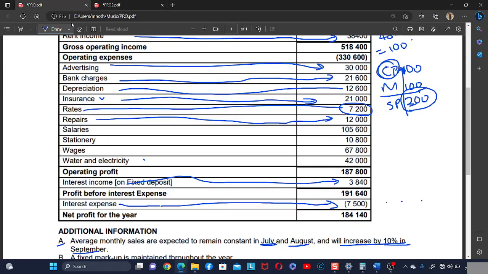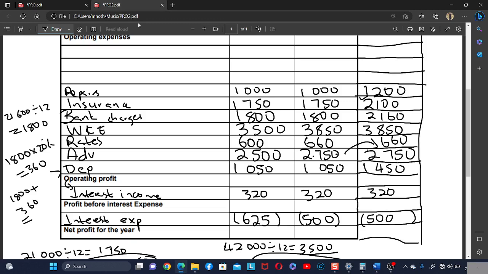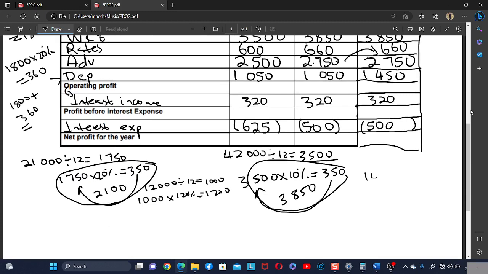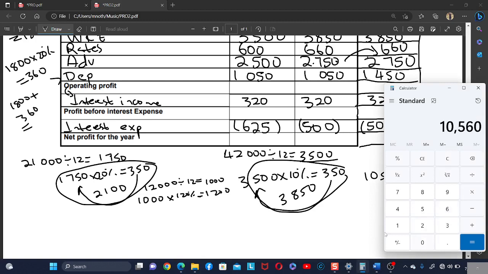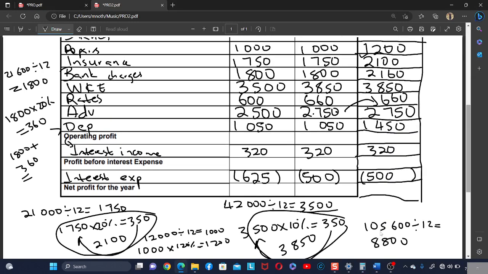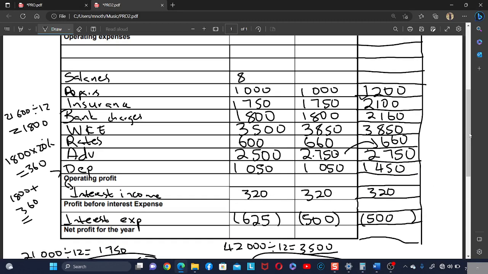After repairs, we have the salaries, which are 105,600. 105,600 divided by 12 is equal to 8,800. So the salaries per month, they are 8,800.